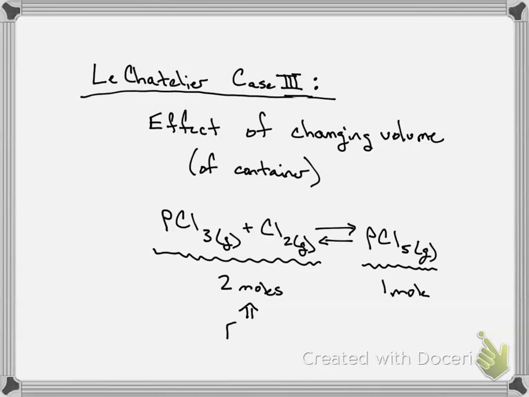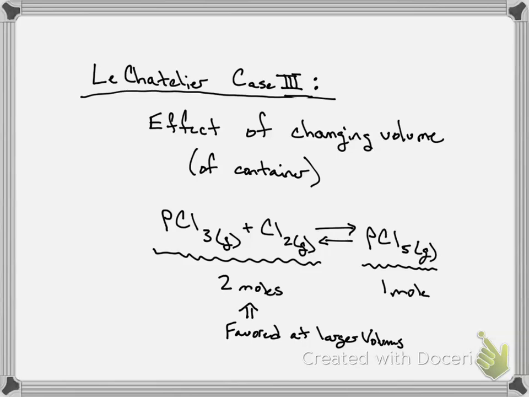This will tend to be favored at larger volumes. Okay, so that side is going to be favored at larger volumes. Obviously, the 1 mole side, if you try to make the volume very, very small, it's going to tend to shift to the other side, right?